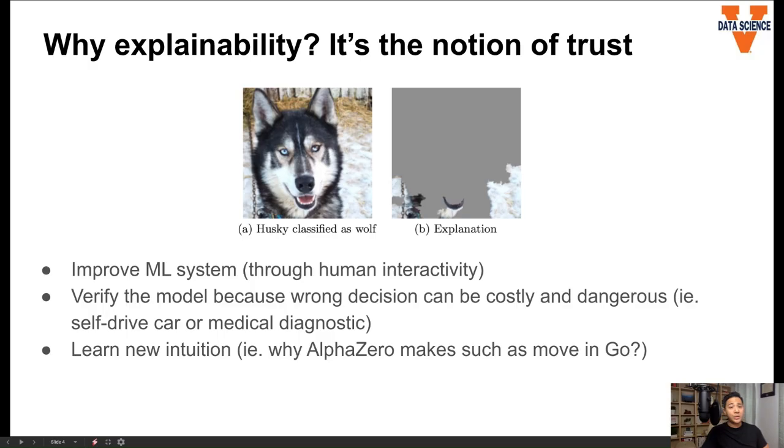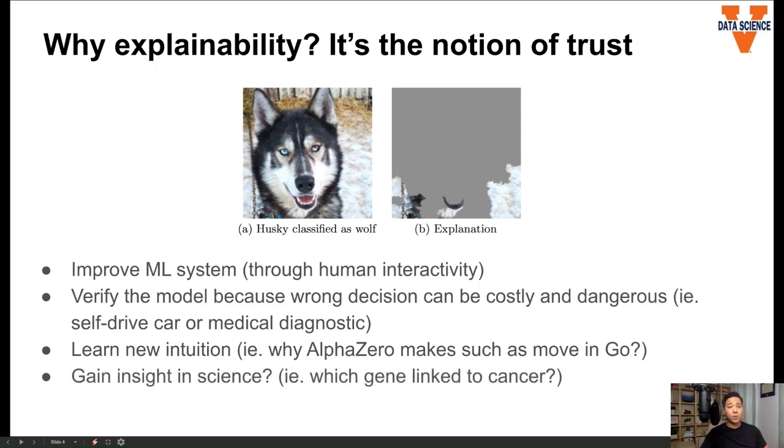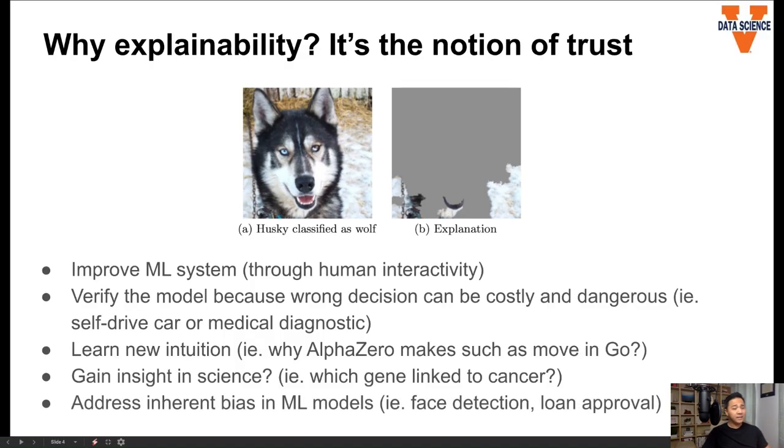You could learn new intuition. For example, if AlphaZero is so good at playing Go, you want to know why AlphaZero made such a move in the game of Go. It also means that you can gain more insight in science, for example, figuring out what genes are linked to cancers and so on. And finally, we also need to address the inherent bias in machine learning systems. You may have heard about face recognition models or some loan approval automated processes as well.